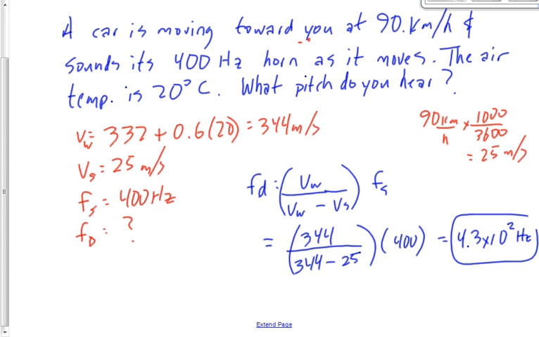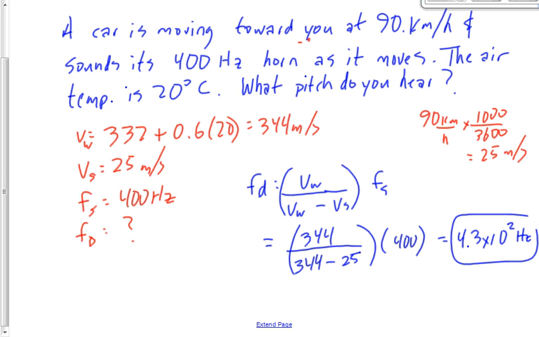If the speed of the wave, now let me think about that actually for a second. Yes, if the speed of the wave is smaller than the speed of the source, then we don't have the Doppler effect taking place. If the car is moving faster than the sound, we don't have the Doppler effect. We've got a sonic boom. We've crossed the sound barrier. That's not a Doppler effect problem.